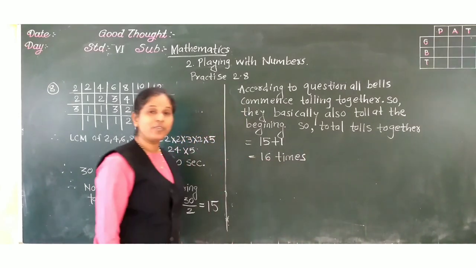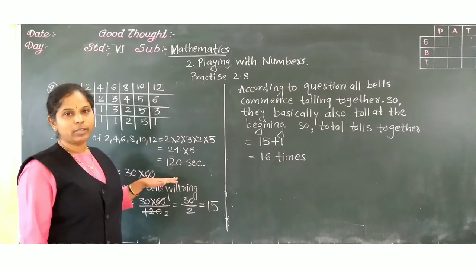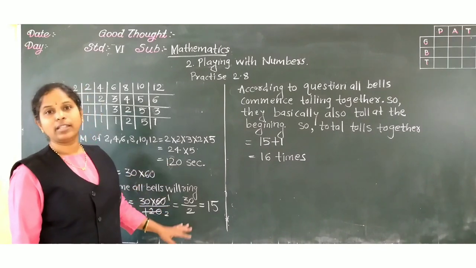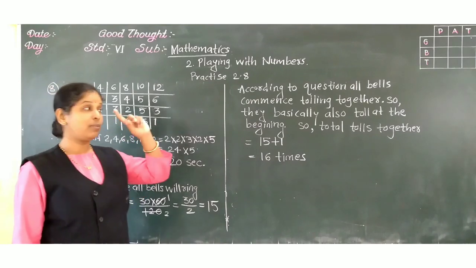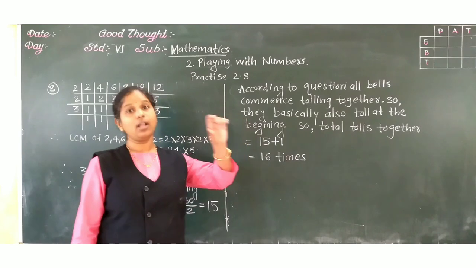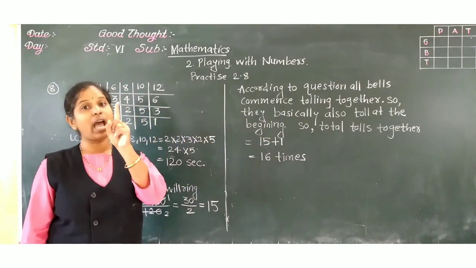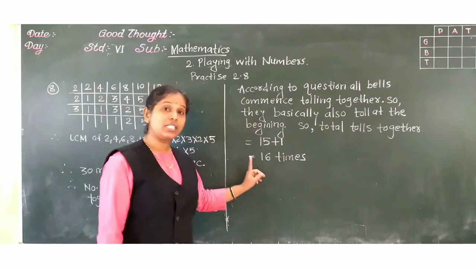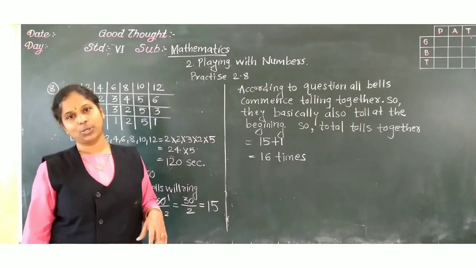Otherwise what will you do, student? You will just find out the LCM and in 30 minutes you will divide by 120 seconds. You will get answer 15 and then you will stop. But no, you will have to think, when the bells started, all 6 bells started ringing together. In the beginning also means that one also we have to count in 15. That is 15 plus 1, 16 times the bells commence tolling together.